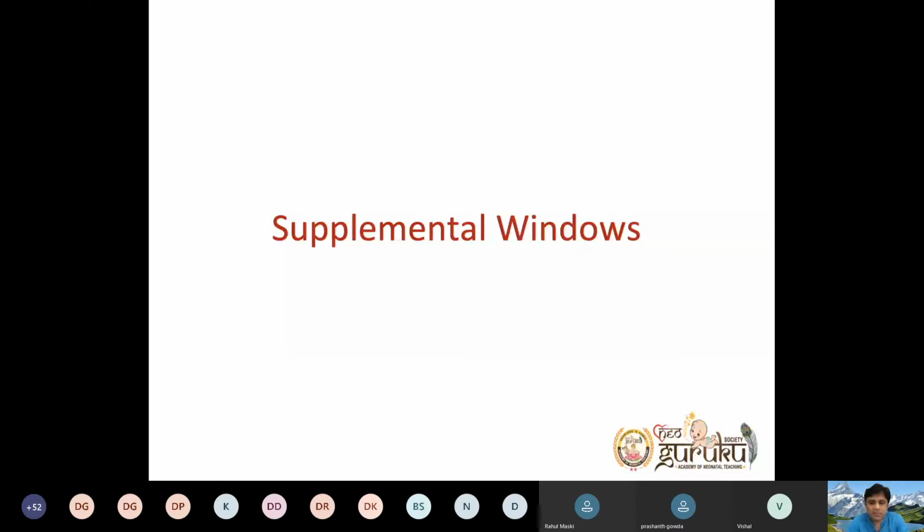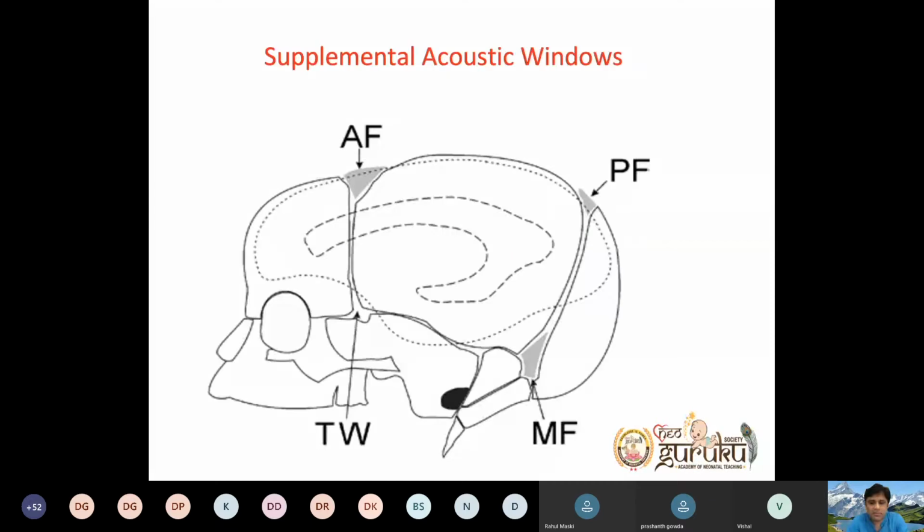So for supplementary windows, I'll give you a brief picture: the posterior fontanelle, mastoid window, and temporal window. As I was telling, always try to confirm any abnormal finding in ultrasound by two planes. Suppose you have a germinal matrix bleed, grade 1 or grade 2, or you see thickening of the ventricular lining. You can get confused, because in meningitis you get thickening of the lining. In a bleed also, when it is resolving, you get thickening of the inner lining of the ventricle.